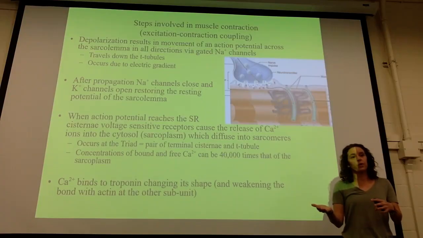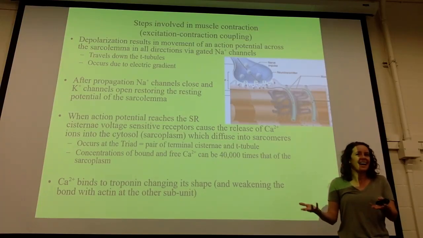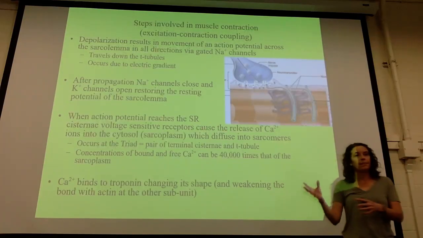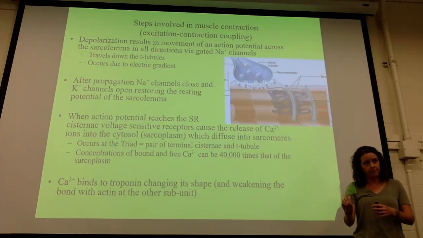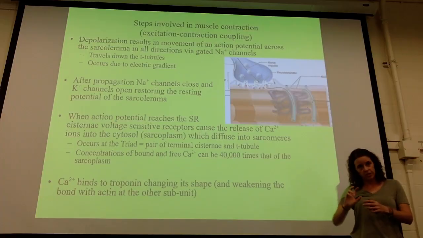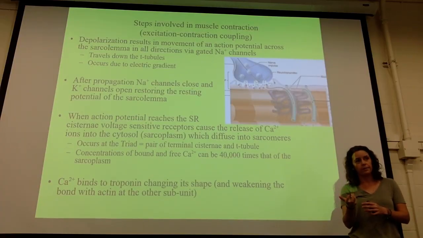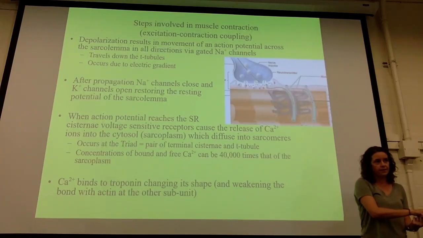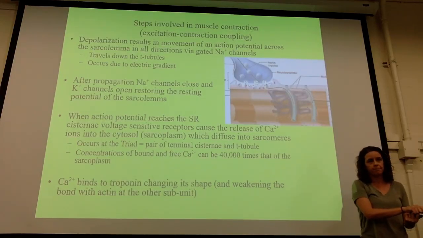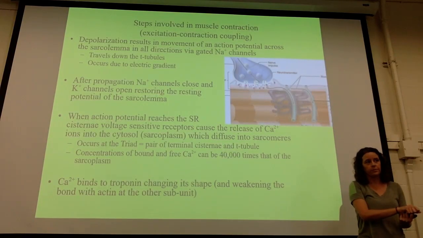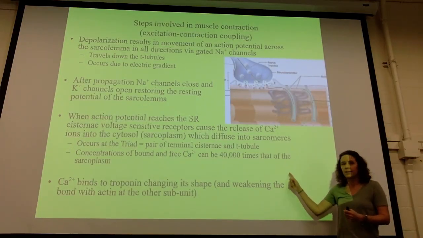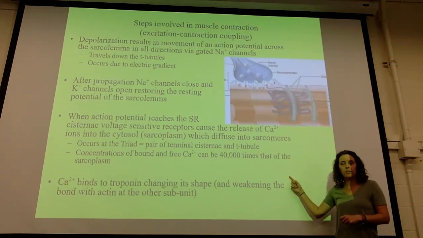Why do we want it in the sarcomeres? That's where the actin is. So that calcium can bind to troponin, change the shape of troponin, and pull tropomyosin out of place. So in a smaller nutshell, the action potential travels into the muscle fiber in order to release calcium.